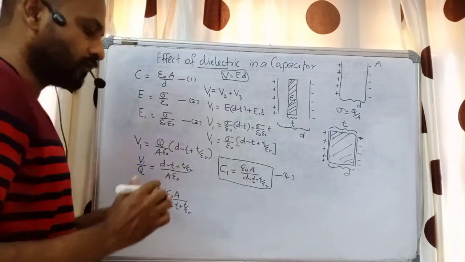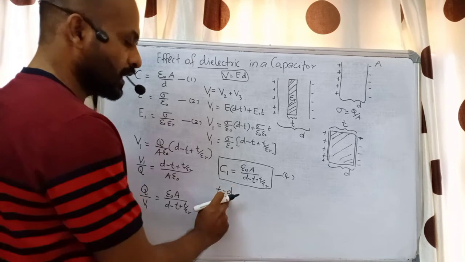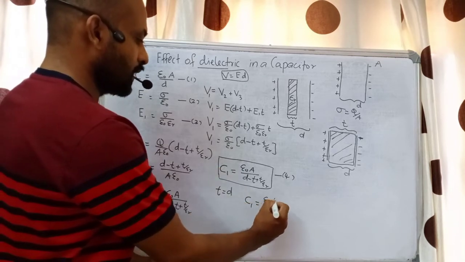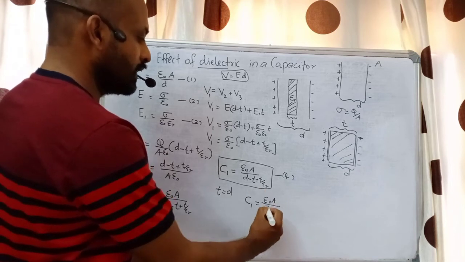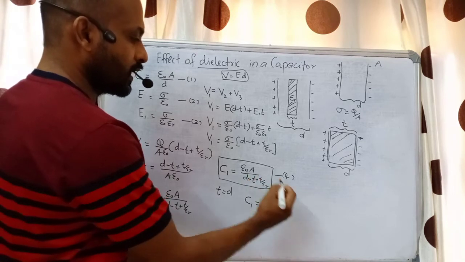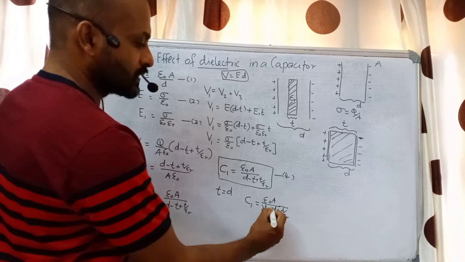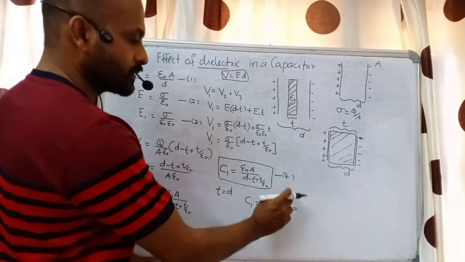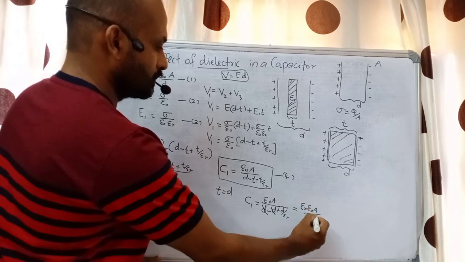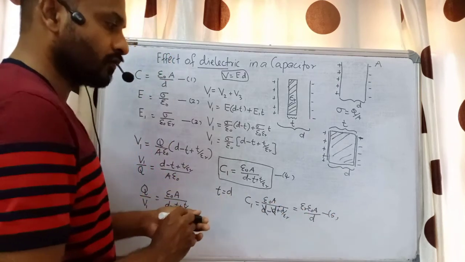So when we completely fill with the dielectric medium, what can we substitute? T is equal to D. Instead of T, I can give D. So what's the capacitance now? C1 becomes epsilon 0 A by D minus, instead of T I have to give D, D, again instead of T I have to give D, plus D by epsilon R. These two D's cancel. What will you get? Epsilon R comes in numerator. So epsilon R, epsilon 0 A by D. Equation number 5.